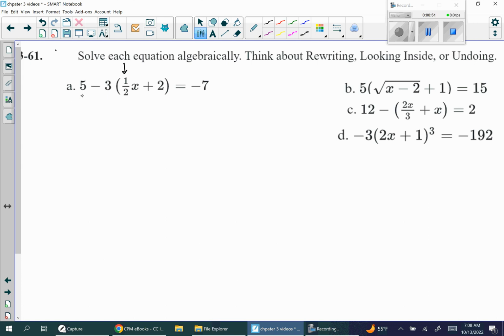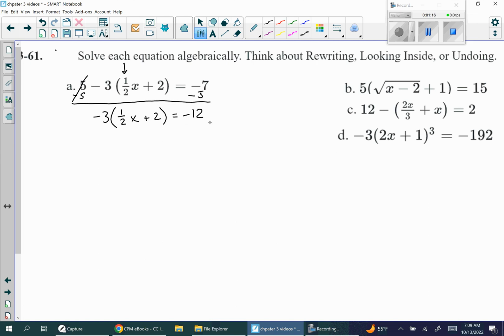Because this 5 is far away from the variable, it's not impacted by any multiplication, so I'm going to subtract 5 from both sides just to see what happens. And honestly, I don't know if this is going to work or not. Maybe we need to not tackle it this way, but that cancels, and I'm left with -3 times 1/2 x plus 2 equals -7 minus 5 is -12.